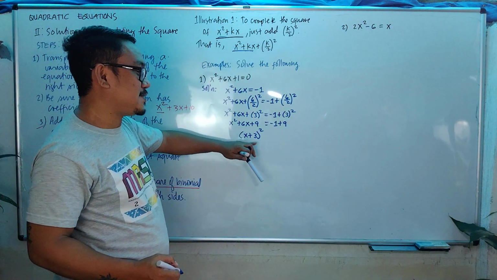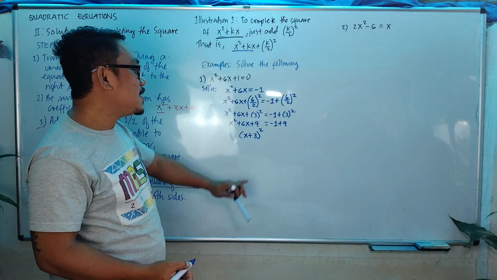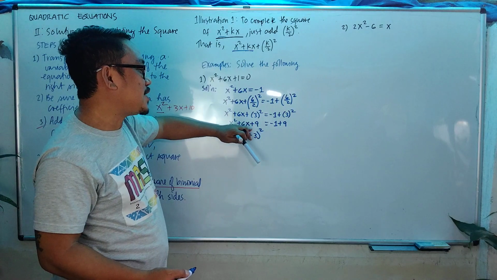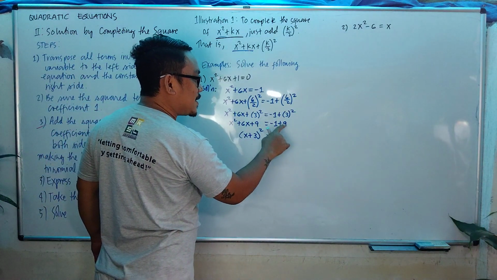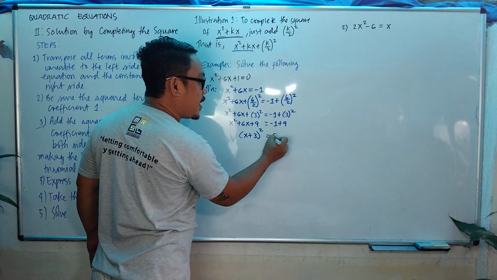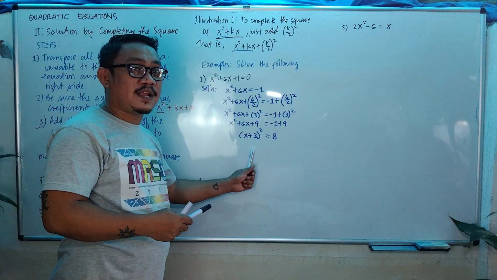The factor of this is this one, if you still remember the perfect square trinomial. Okay? So this is the square of a binomial. So, next, what is negative 1 plus 9, or 9 minus 1? You have 8. Okay? So we have the square of a binomial on the left side, then we have 8.